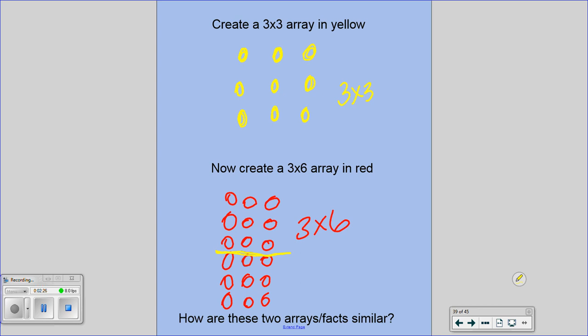That works. All right, what is the product of 3 by 3? What is the product of 3 times 3? The product of 3 times 3 is 9.